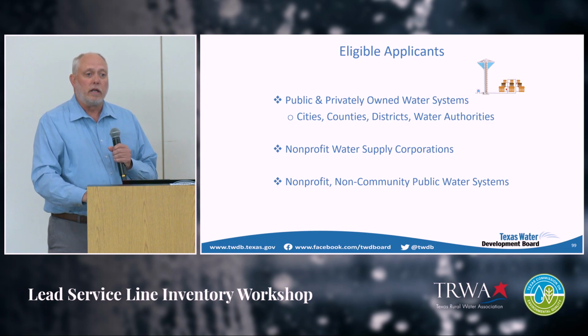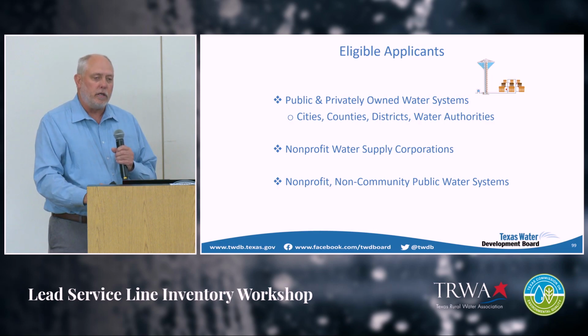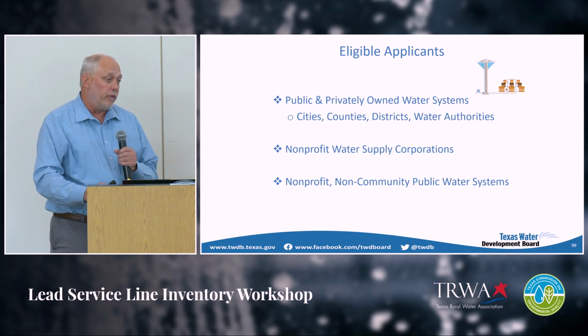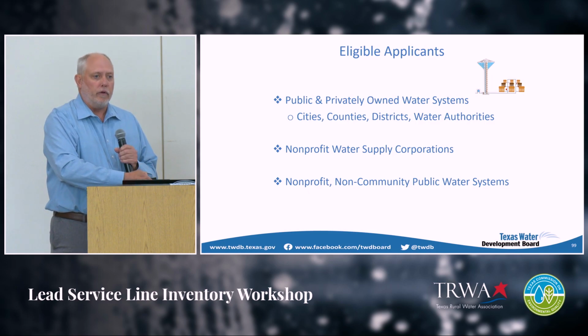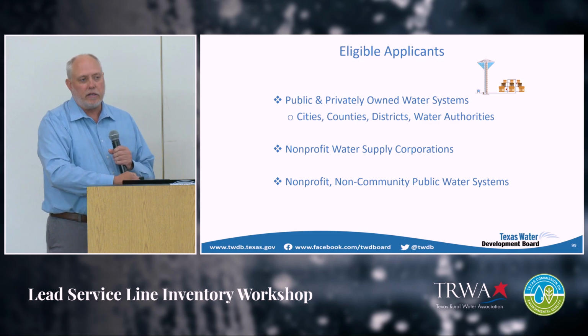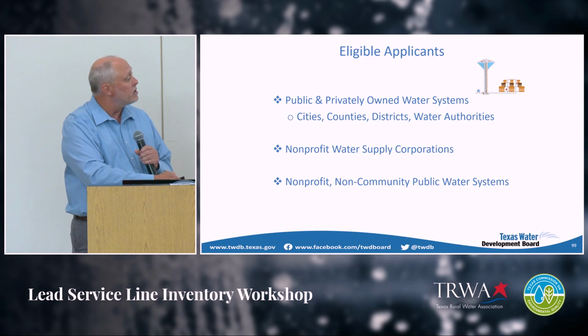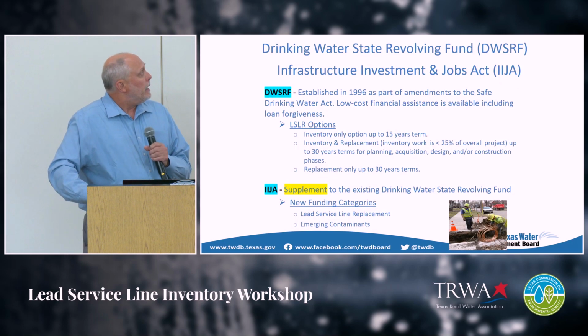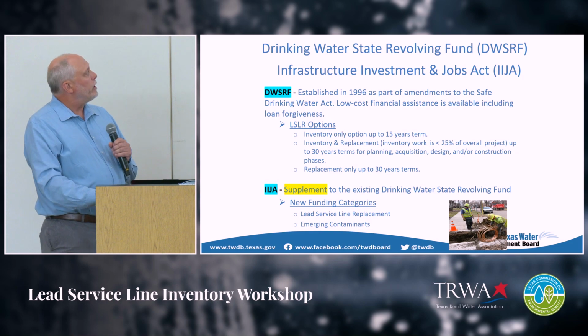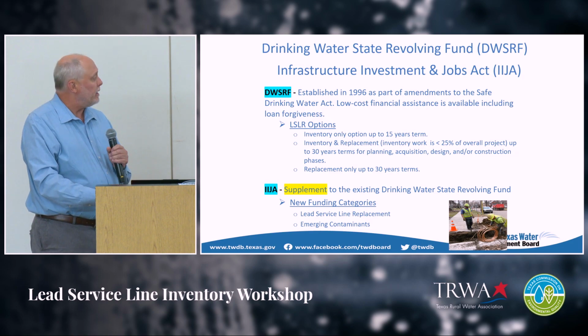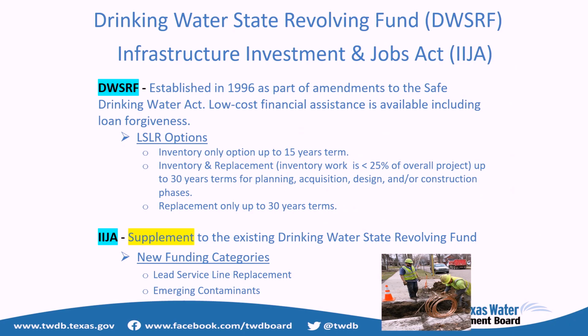Who's eligible? Basically any political subdivision in the state: city, county, river authority, water authority, WSC, MUD. If you're a public entity that provides drinking water, funding is available to you. The Drinking Water State Revolving Fund was established back in 1996. That particular program is well defined. The policy, procedures, and documentation are available on our website and EPA's website, but all of the processes are available for you to read through.